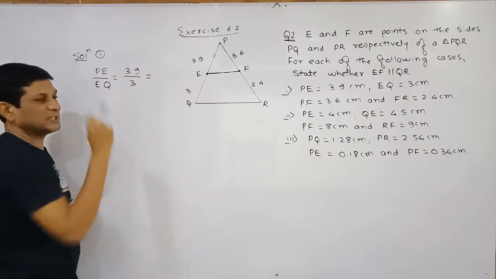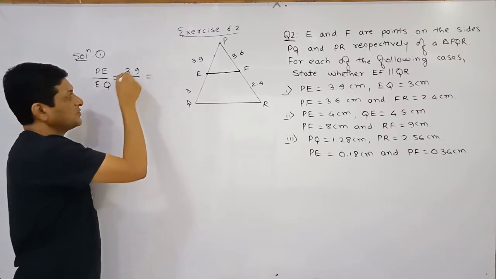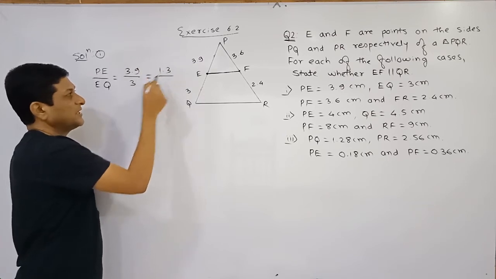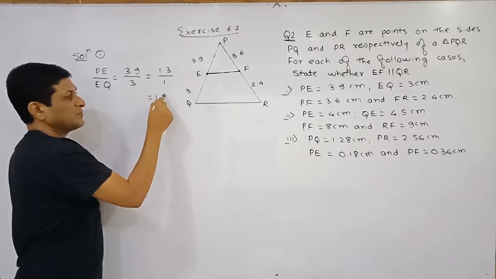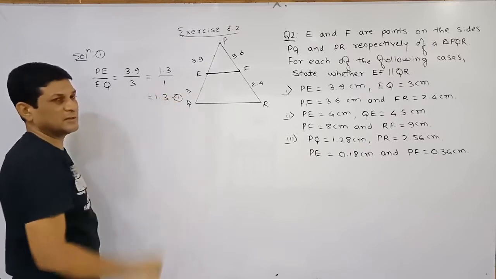So check whether both the terms are divisible by 3. If we divide the numerator by 3, we will get 1.3, and in the denominator we will get 1. So here its division will be equal to 1.3. Let us denote it by equation number first.